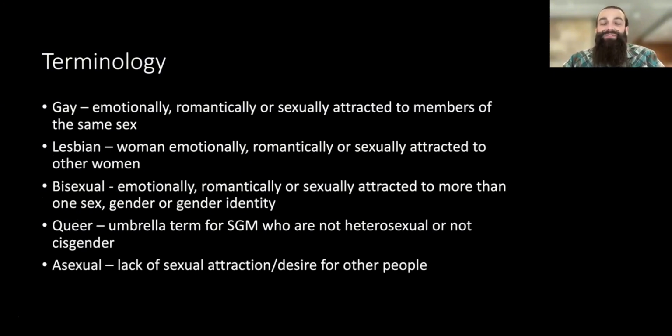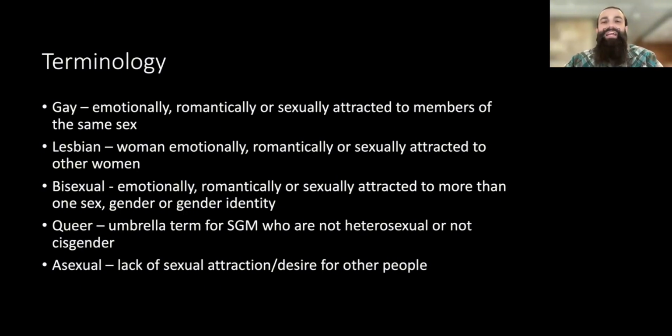So kind of diving deeper into a few of them. Gay is the term for someone who's emotionally, romantically, or sexually attracted to members of the same sex. So that could be male or female. Lesbian is, of course, specifically women who are emotionally, sexually, or romantically attracted to women. And bisexual describes someone who's attracted to more than one sex, gender, or gender identity. And then, like I said, queer is sort of that umbrella term for anybody who's a sexual gender minority. So basically not heterosexual and not cisgender. And transgender, well, I think it might be on the next slide. I'm getting ahead of myself. But we'll talk about cisgender and transgender.